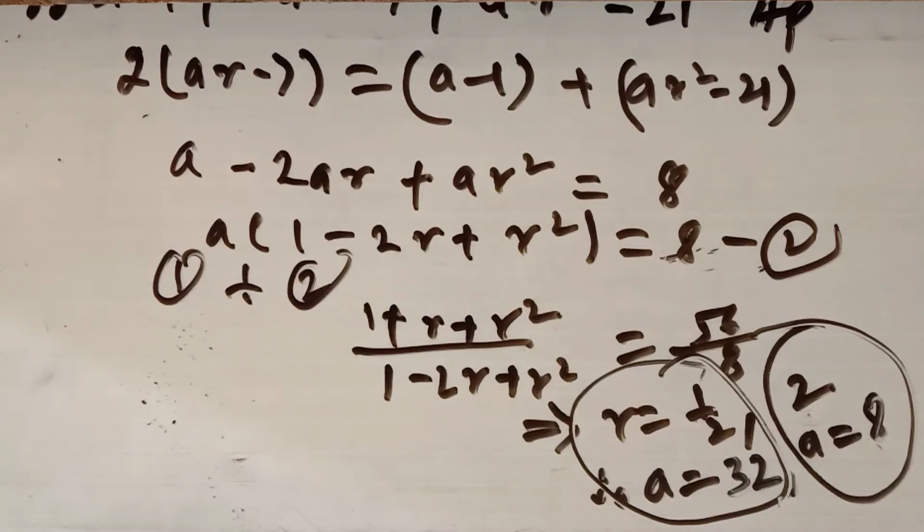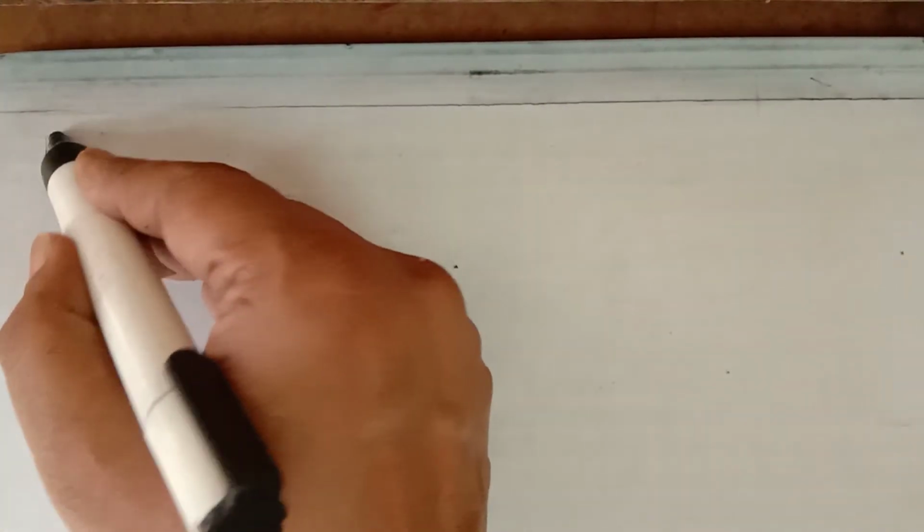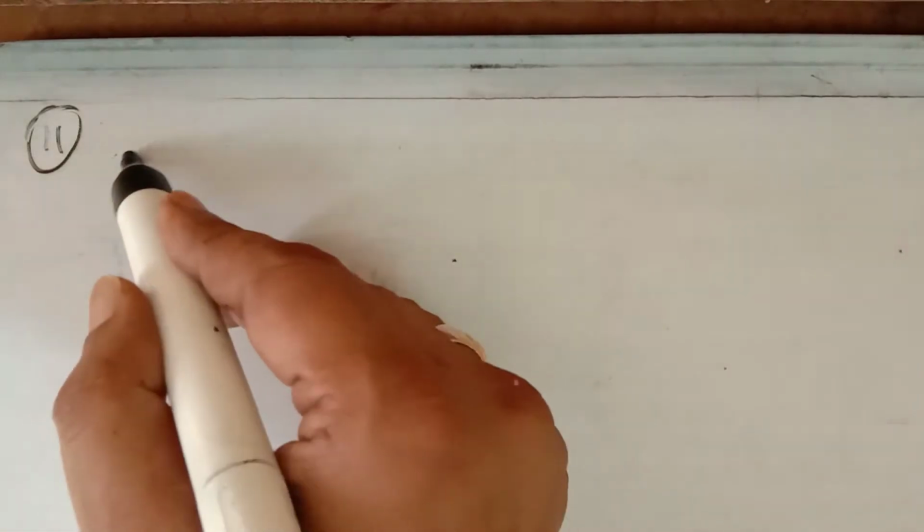Now in question number 11, a GP consists of an even number of terms. GP में even number of terms हैं, that is T1, T2, T3, T4, T5 up to this even number of terms are given. And it is given that the sum of all terms is 5 times the sum of terms occupying the odd places.